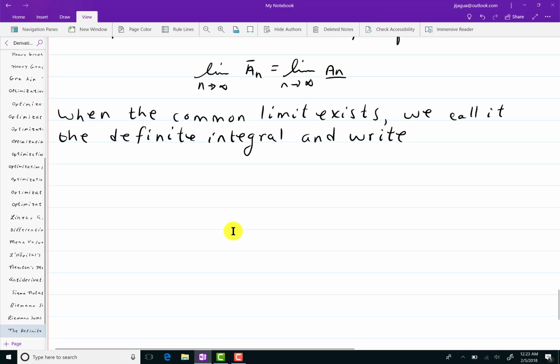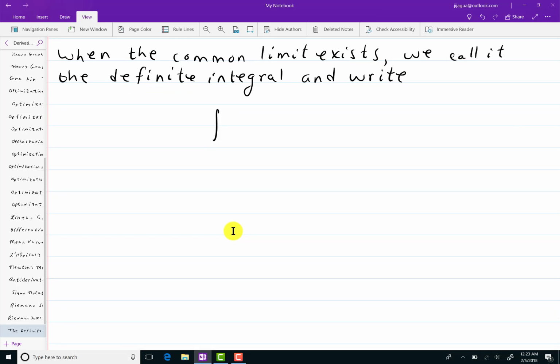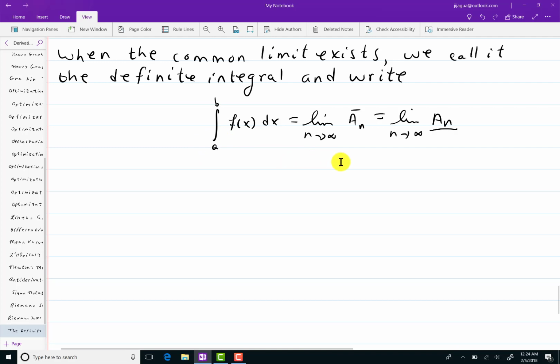Here's that cool symbol again, the integral from a to b. That's the way it's said. You write the integral symbol, a at the bottom, b on the top, and we simply write f of x dx equals the limit as n goes to infinity of A_n with a bar below, and that equals the limit as n goes to infinity of A_n with the bar above. So all of that is necessary to prove that the limit will exist.